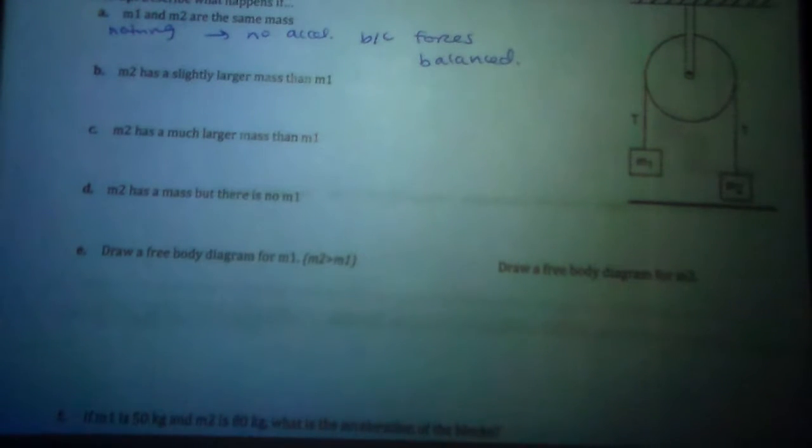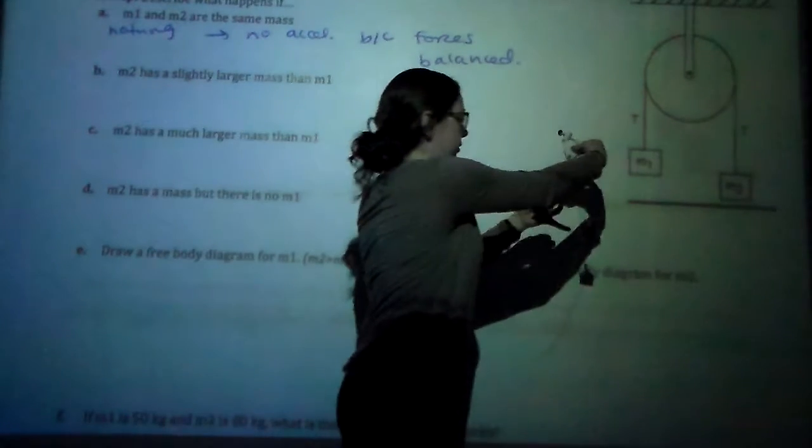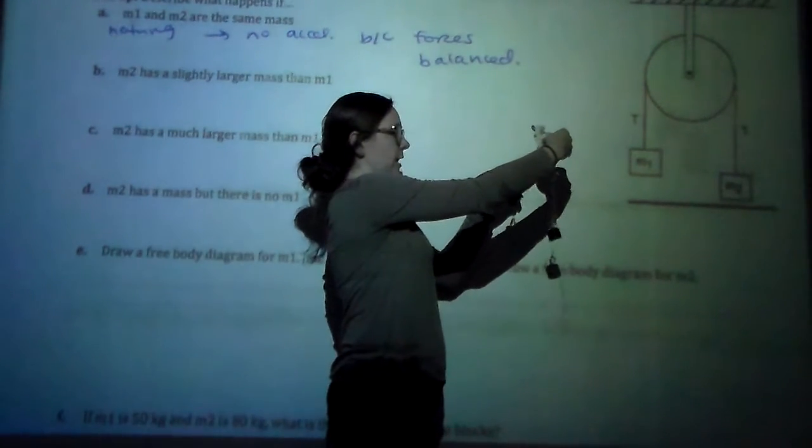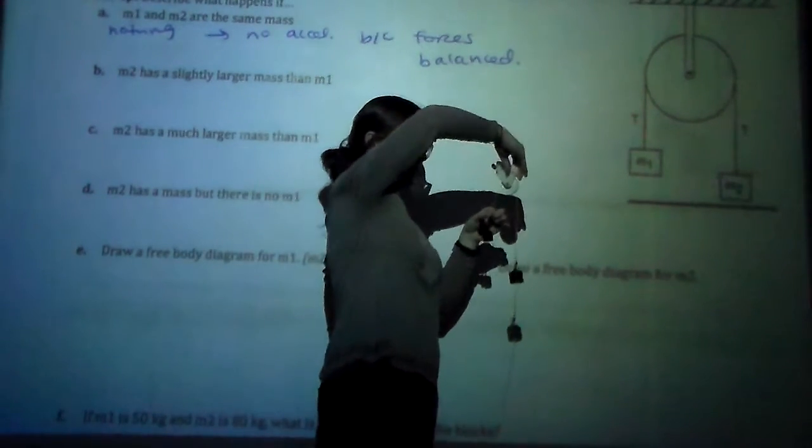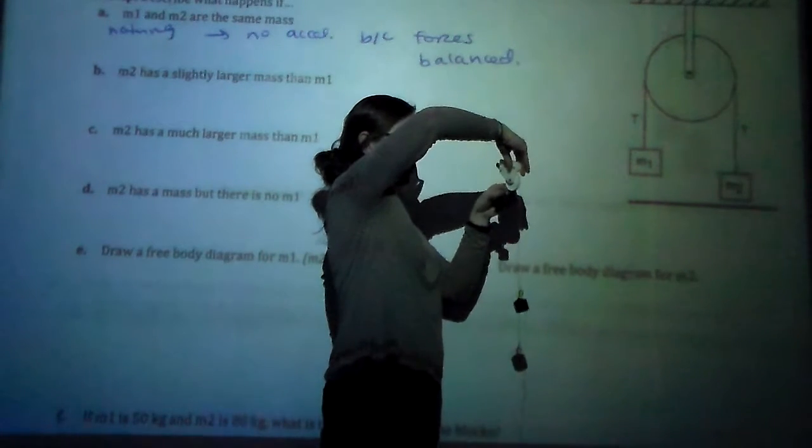Part B says M2 has a slightly larger mass, so now I'm going to replace this so that M2 is a larger mass, but not a whole lot larger. When you were making your predictions, you should have hopefully said that it will move, not just move, but will accelerate. You should have talked about the direction that M1 and M2 will accelerate. So here, I've got my M2 on the right. It's a slightly larger mass than M1, and what happens when I let go is it starts to accelerate.